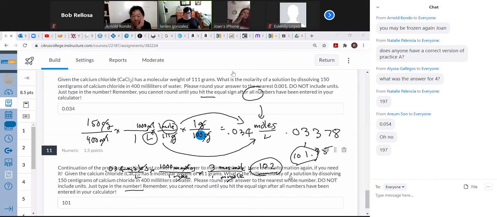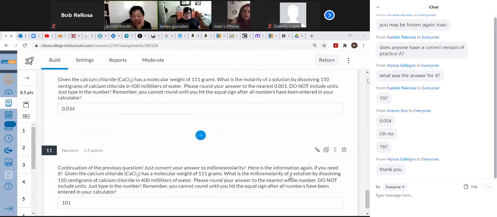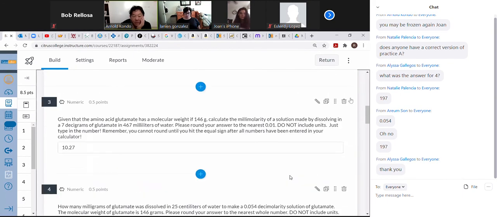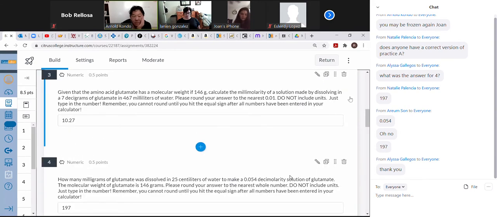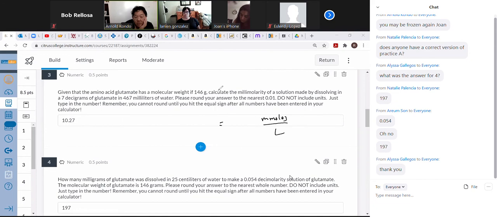Okay. Number 3. So, given the amino acids. I think that was the email that I didn't get from you, the one that I don't think you responded to. Okay, so in this case, it's just a straightforward problem. We're just calculating the final millimolarity of the solution. So we need millimoles over liter as our final answer.